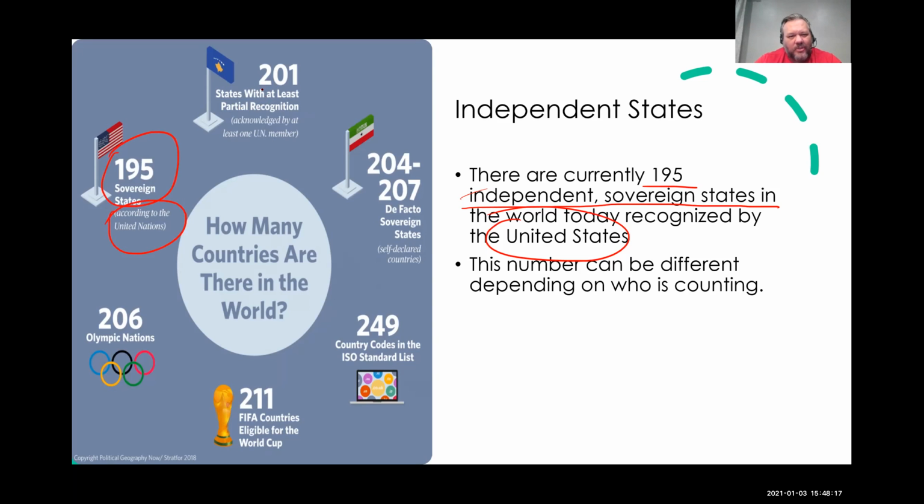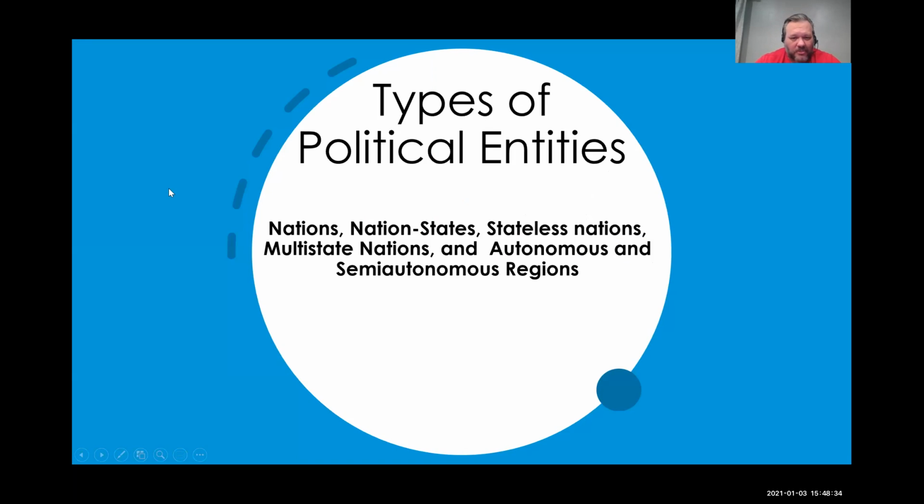Now, notice this: there are 201 states with partial recognition, meaning that there are 6 other states out there, going from 195 to 201, that the U.S. doesn't recognize, but some other countries do. Palestine is going to be one of them, and we'll talk more about them in just a little bit.